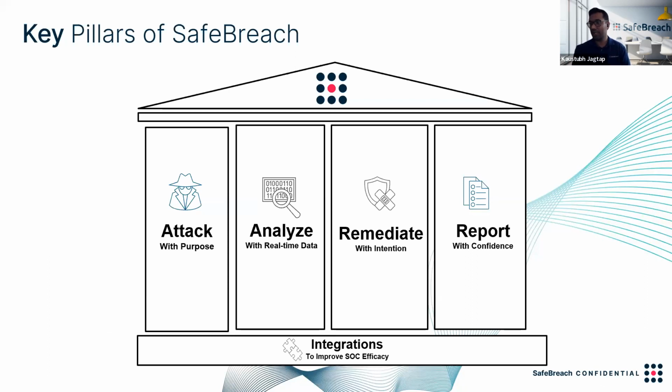The report pillar allows you to quickly, efficiently, and most importantly, visually communicate the status of your posture, your current business risk with your key stakeholders. Key stakeholders obviously being your CISO, your CIO, your executives, your board members. Lastly, integration. I mean, it's a pillar, but it's horizontal, so consider that as a base. Integrations allow the other pillars to run effectively and more efficiently.